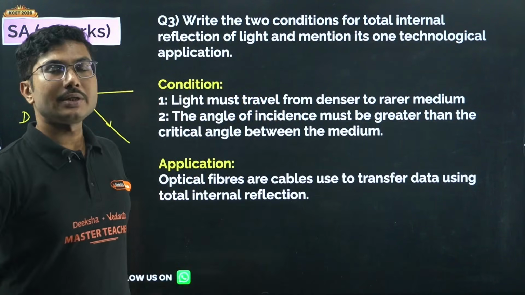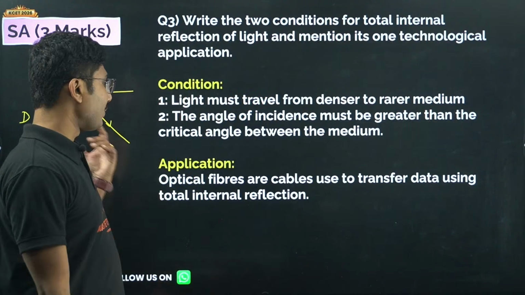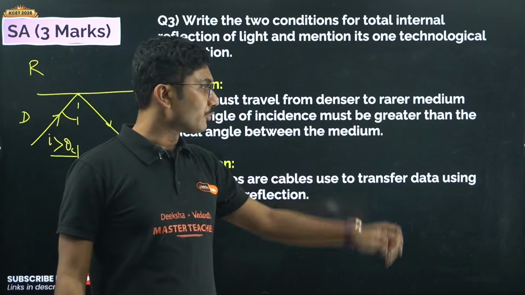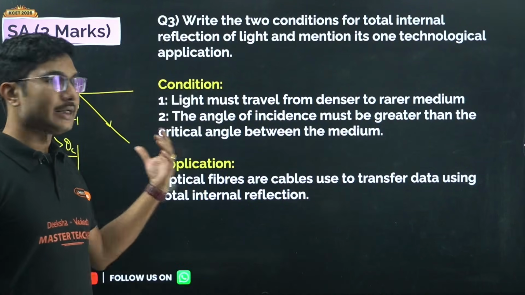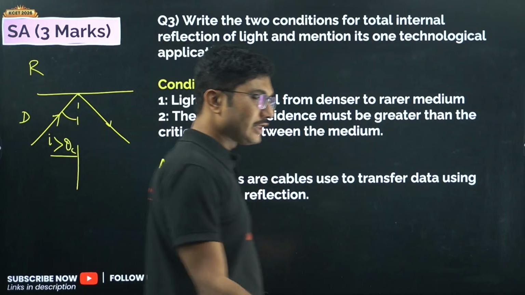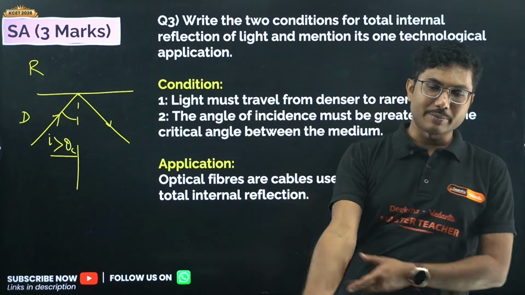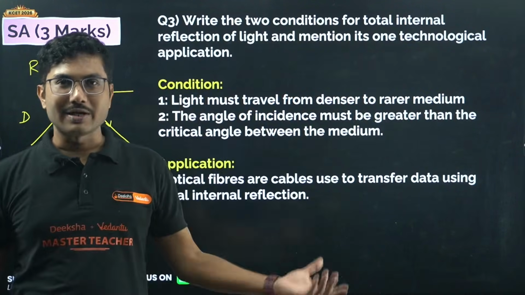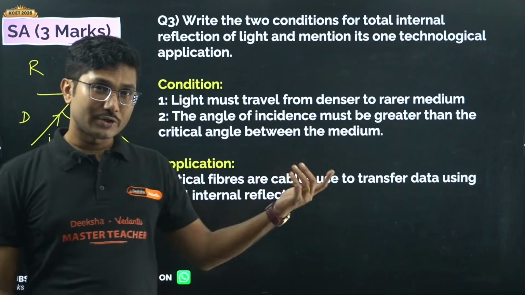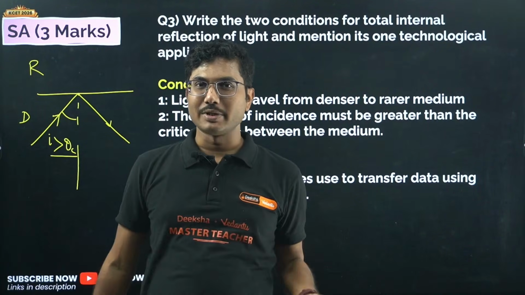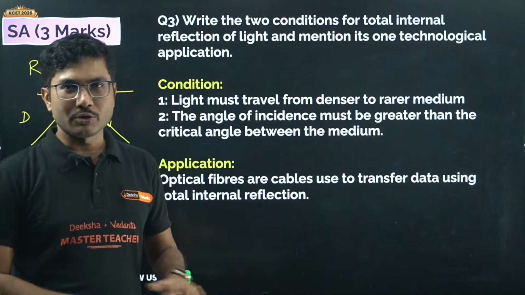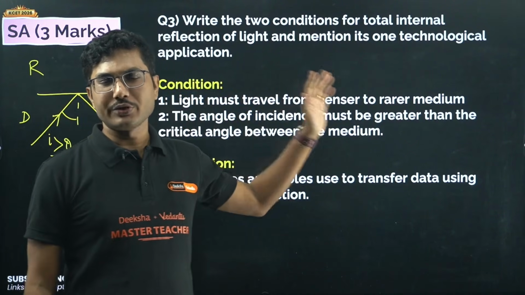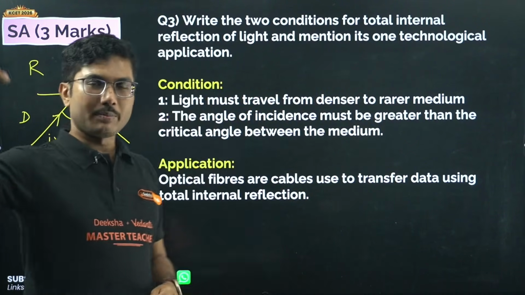And what is the application? Fiber optics. Optical fibers are the cables used to transfer data using total internal reflection. If you are using internet, basically you have a fiber connection at your home, mostly. Airtel fiber or Jio fiber, those are the 2 most common, ACT fiber, right? So you use one of them in your home. That basically uses fiber optic cables to transfer data from one place to another.